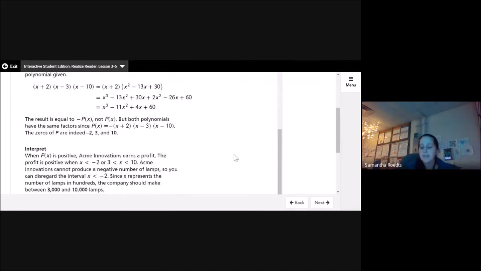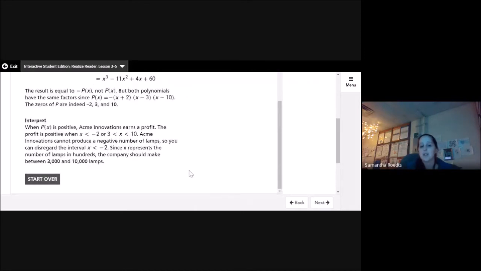So when P of X is positive, Acme Innovations earns a profit. The profit is positive when X is less than -2 or 3 is less than X is less than 10. Acme Innovations cannot produce a negative number of lamps, so you can disregard the interval X is less than -2. Since X represents the number of lamps in hundreds, the company should make between 3,000 and 10,000 lamps.